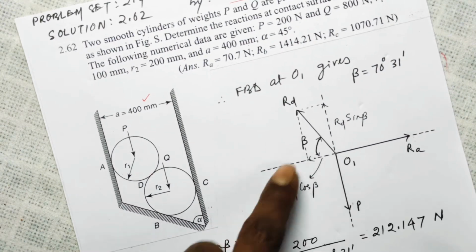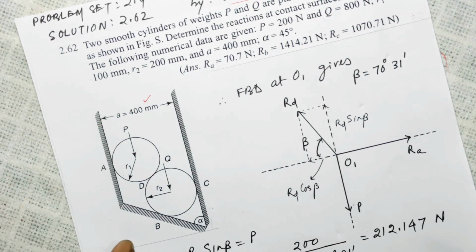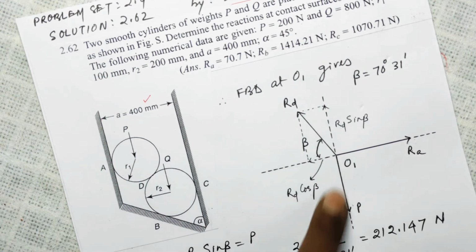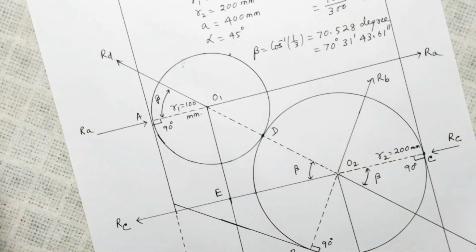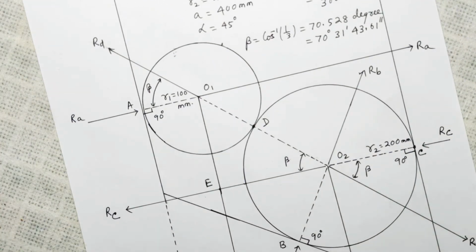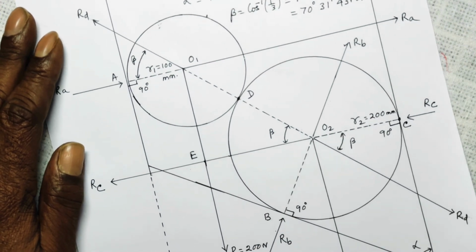To begin with, don't look at this. Let me redraw this diagram, which I have redrawn in a different page for better understanding. Then we'll come back to this analysis. So let me show you the redrawn diagram. Now I think it's visible.